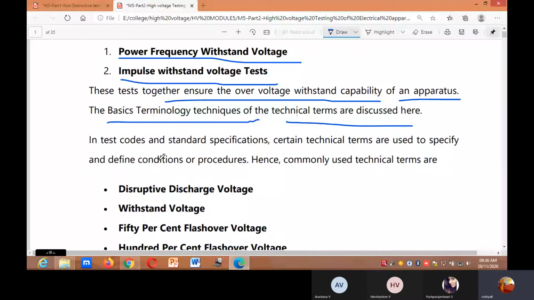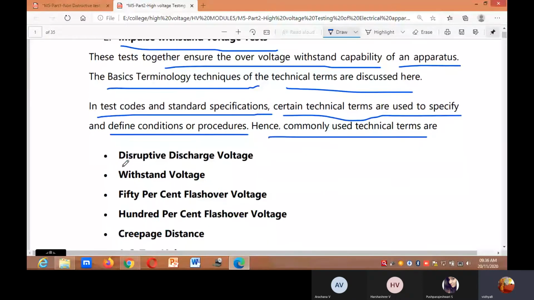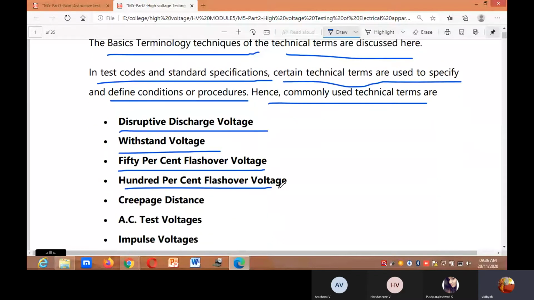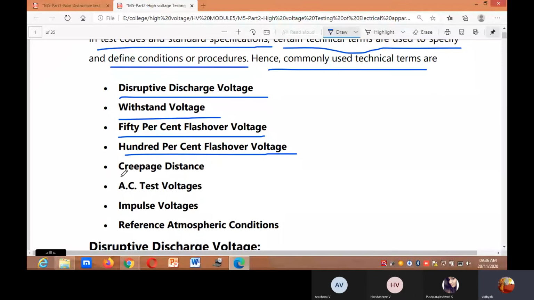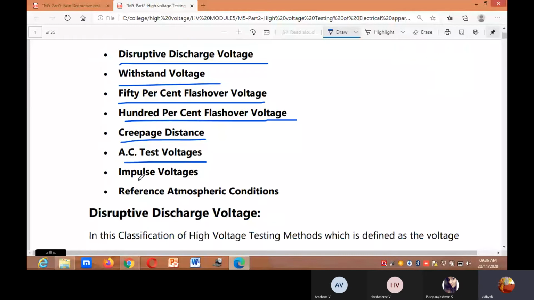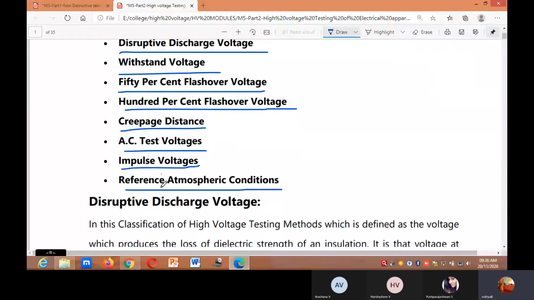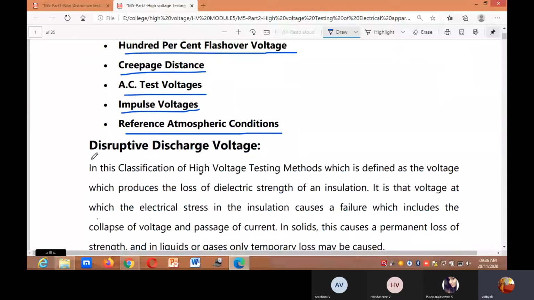In the test code and standard specifications, certain technical terms are used to specify defined conditions or procedures. Hence, commonly used technical terms are disruptive discharge voltage, withstand voltage, 50% flashover voltage, 100% flashover voltage, creepage distance, AC test voltages, impulse voltages, reference atmospheric conditions. First, we shall discuss the disruptive discharge voltage.